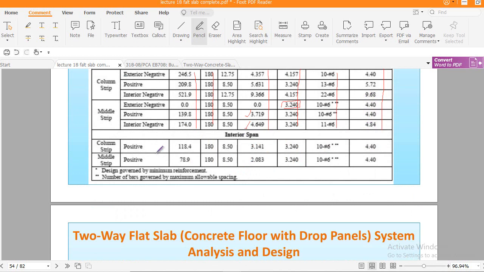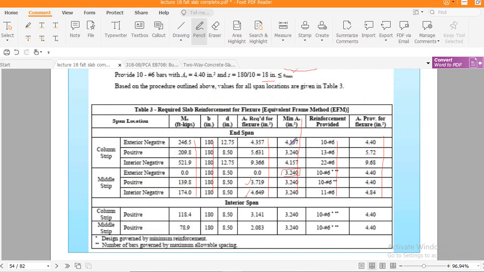In the interior span, in the column strip, we are using 10 number 6 bars, while in the middle strip we are also using 10 number 6 bars. I again request you, please watch the flat slab system design lectures available on my YouTube channel. Overall 15 lectures are uploaded: how to place these bars, how to find the spacing, how to detail this kind of reinforcement. There is a complete explanation in those lectures. You must watch them to understand these calculations. Remember, the detailing of such reinforcement is very complicated, so you must thoroughly understand those lectures before watching this one.